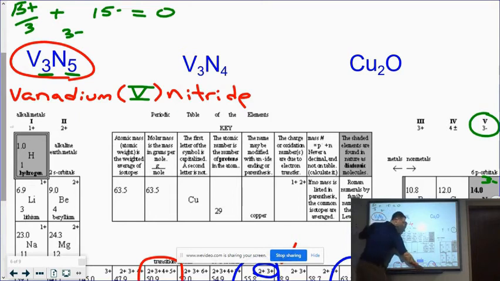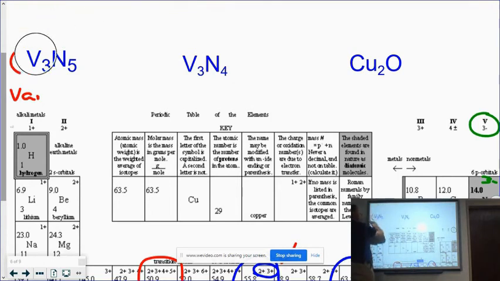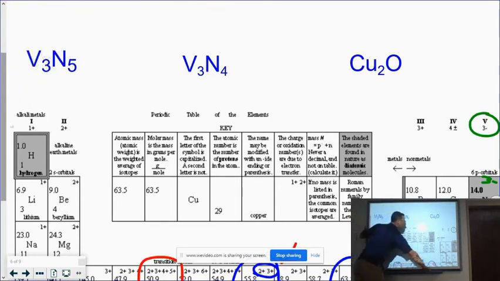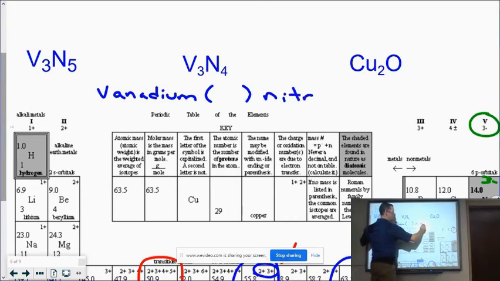So last chance for you to try it on your own. Do the next one and see if you can figure it out. Make sure you pause the video. All right, assuming you pause the video. So again, I have vanadium. It's got multiple charges. I'll leave a parentheses. Nitrogen turns into nitride. And now I have to do the math.